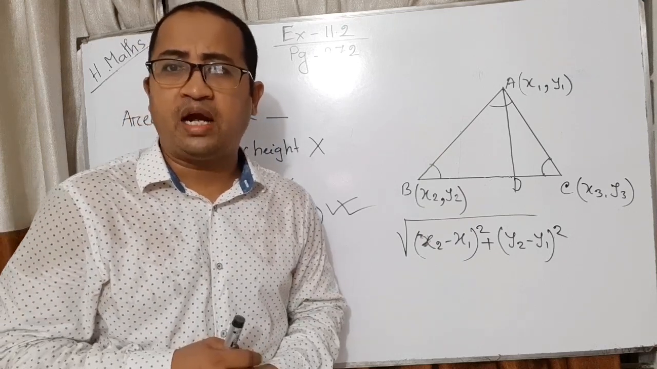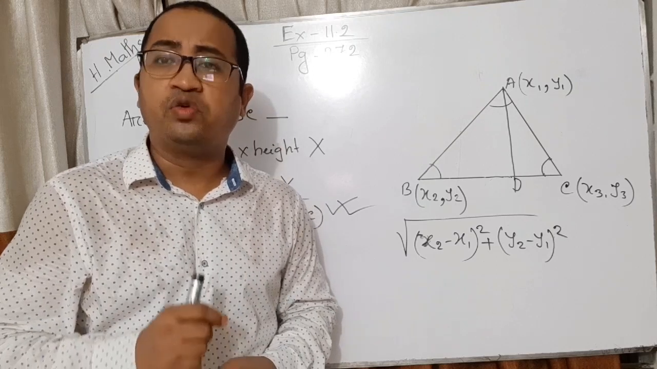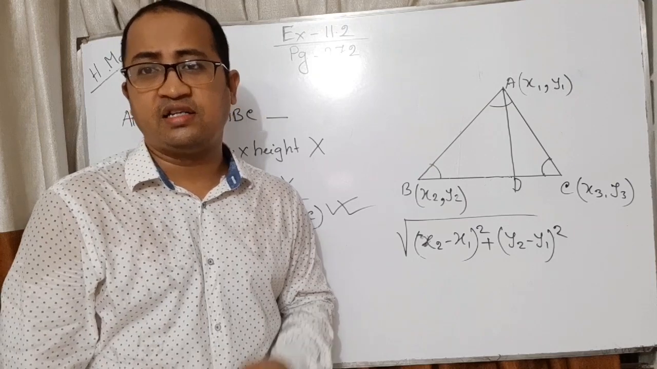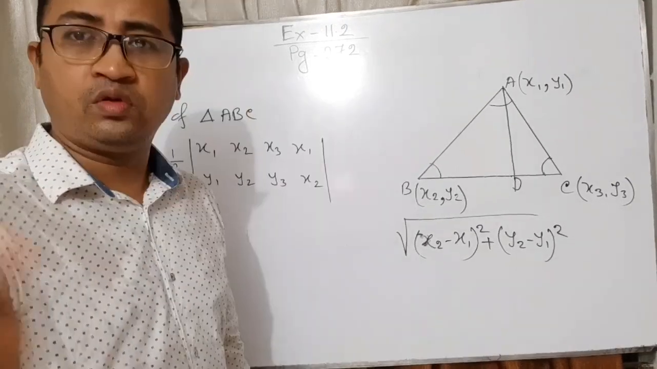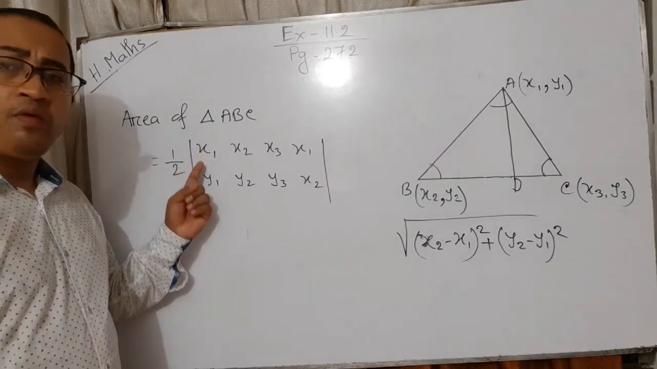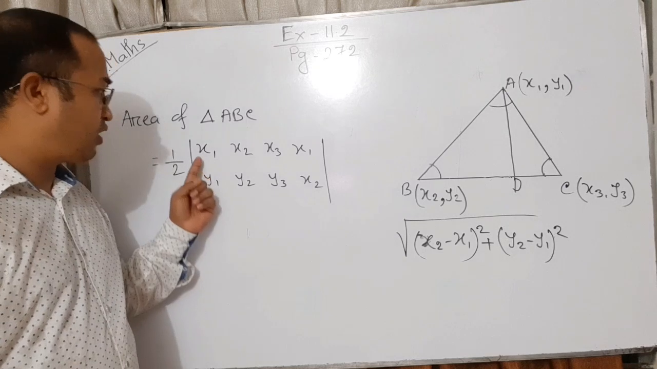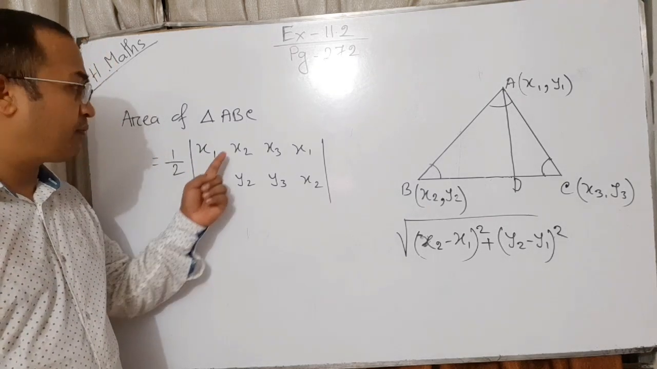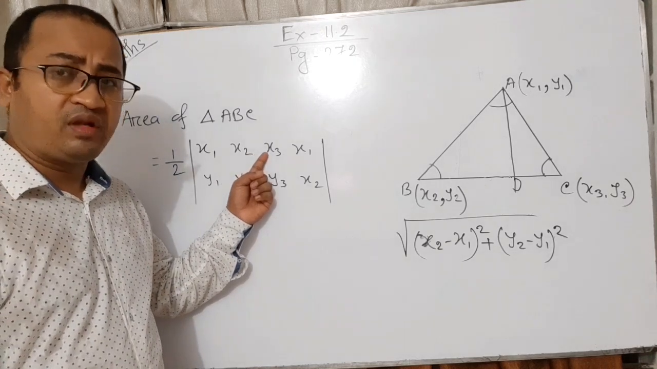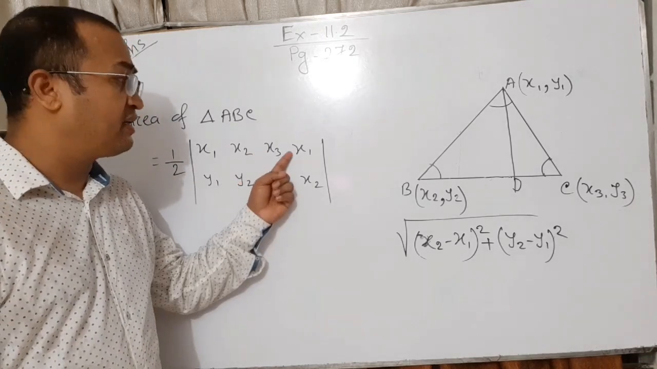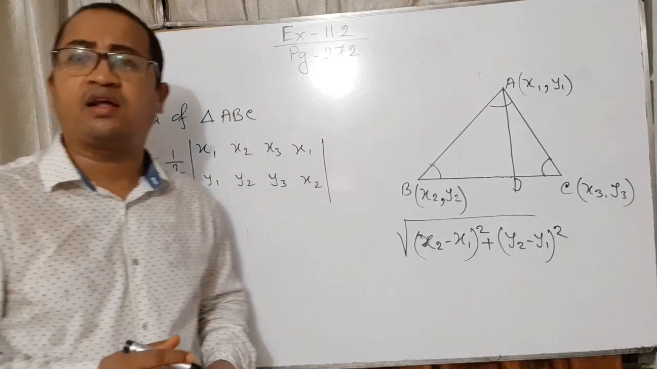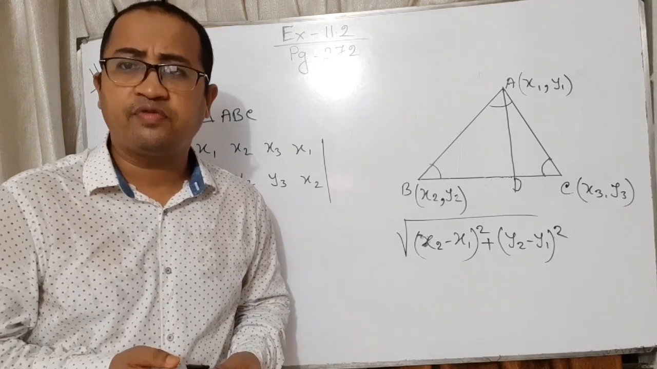Now I will show you another, easier formula by which you can find out the area of this triangle ABC. So let's see the easiest formula. Look, the easiest formula is half into the coordinates of vertex A, that is x1, y1, then vertex B, x2, y2, then the coordinates of vertex C, that is x3, y3, and the first one is repeated at the last position. That one is the vertex A.